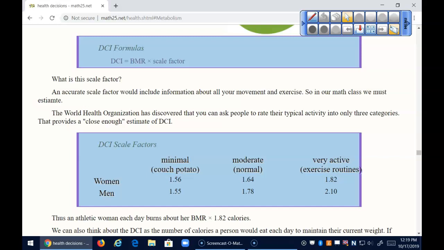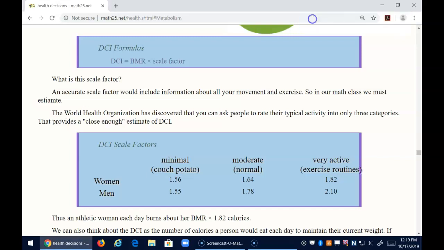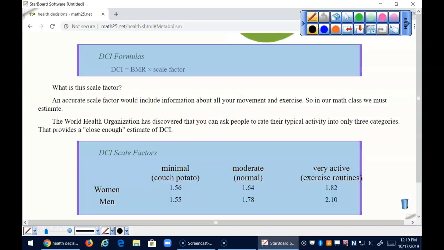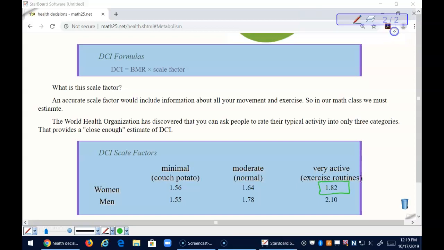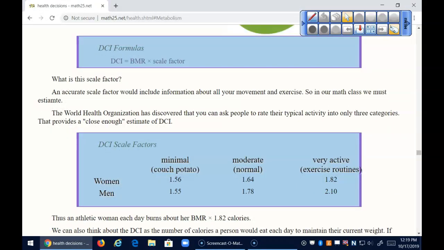So now we needed to know that Odette was very active. So we can say, here is the number for a very active woman, 1.82. It's like playing Battleship. Go across for woman, go down for very active, pick the number. So we're timesing the BMR times the scale factor, which is 1.82.